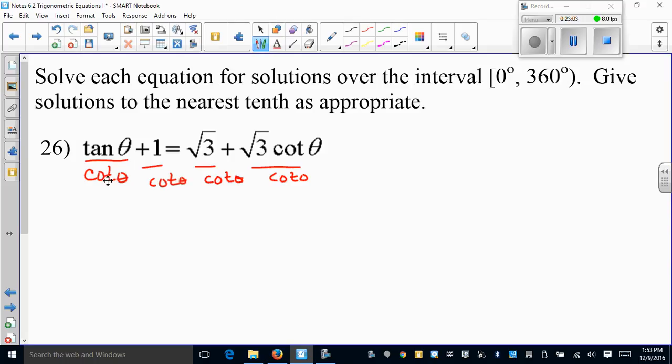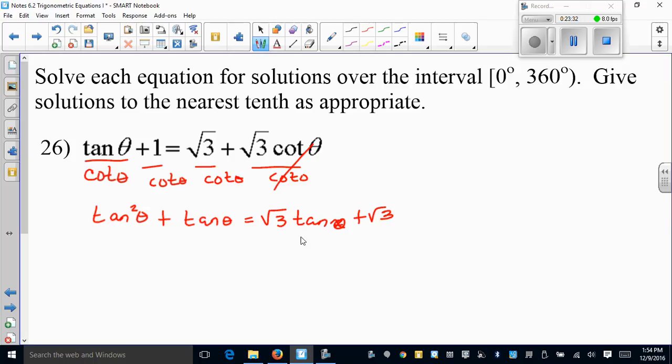So the reciprocal of cotangent is tangent. Tangent times tangent is going to give me tangent squared. 1 over cotangent is tangent plus tangent. 1 over cotangent, again, is tangent, so it equals radical 3 tangent theta. Plus, and these guys cancel out, plus radical 3.